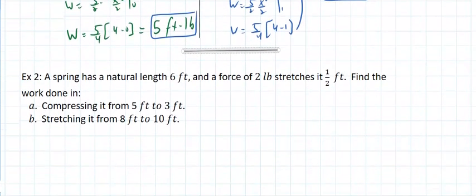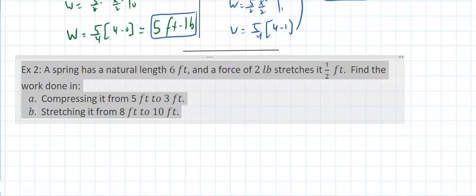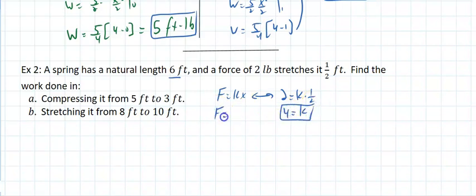Another example. A spring has a natural length of 6. A force of 2 pounds stretches the spring half a foot. So here k is 4. So my force for the spring is 4 times x. In part A, again the same deal. Find the work done in compressing the spring.